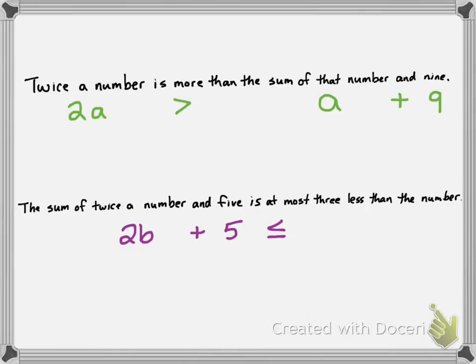And then it says 3 less than the number. So I have b minus 3. Because remember, less than is one of those turnaround words, so the 3 and the b have to switch places. So 3 less than the number is b minus 3. And there's my inequality: 2b plus 5 is less than or equal to b minus 3.